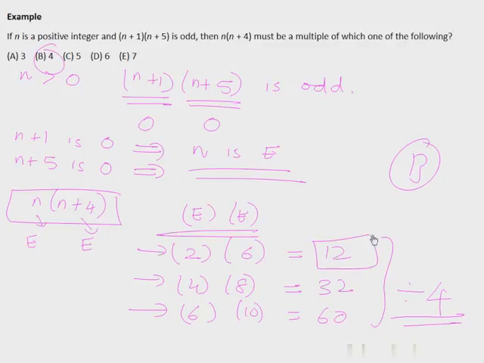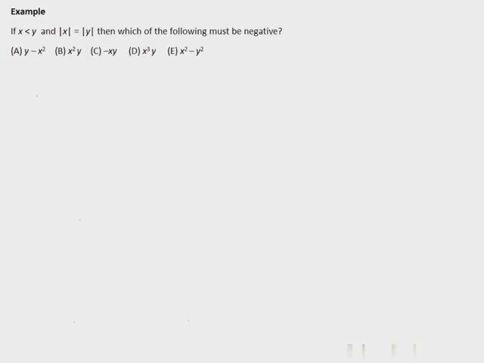12 is divisible by 4 and 6, but 32 is not divisible by 6. So the answer is 4. After two selections, I've got my answer. Let's move on to the next example.